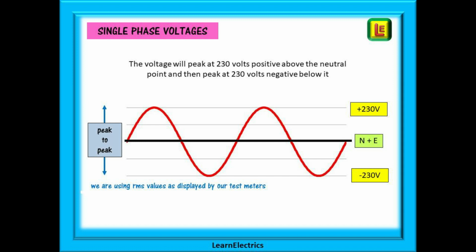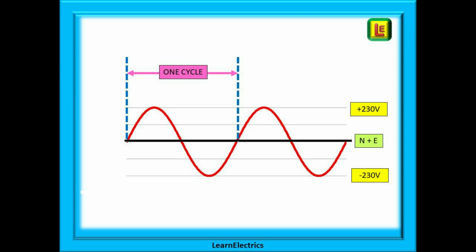These values are displayed on our test meters in what is called RMS values. More about this later in this series. One cycle of the waveform begins from the point at which the electricity crosses the 0 point or neutral line in a positive going direction, all the way to a positive peak, back across the neutral in a negative direction to a negative peak, and then back up to the 0 point in a positive direction.